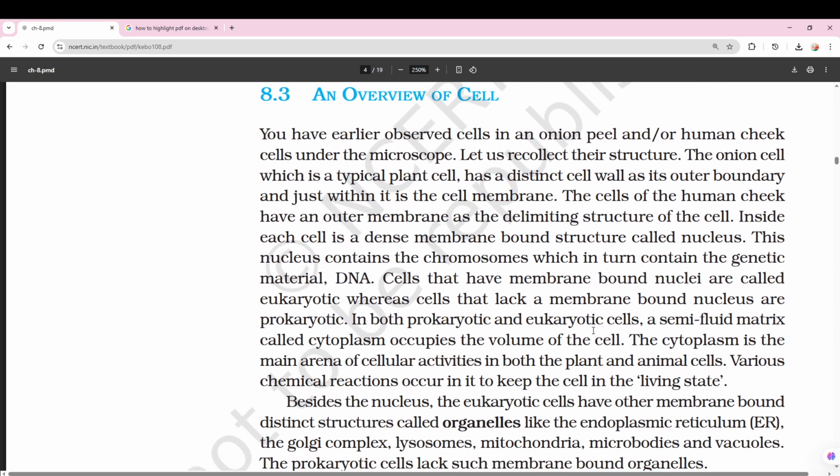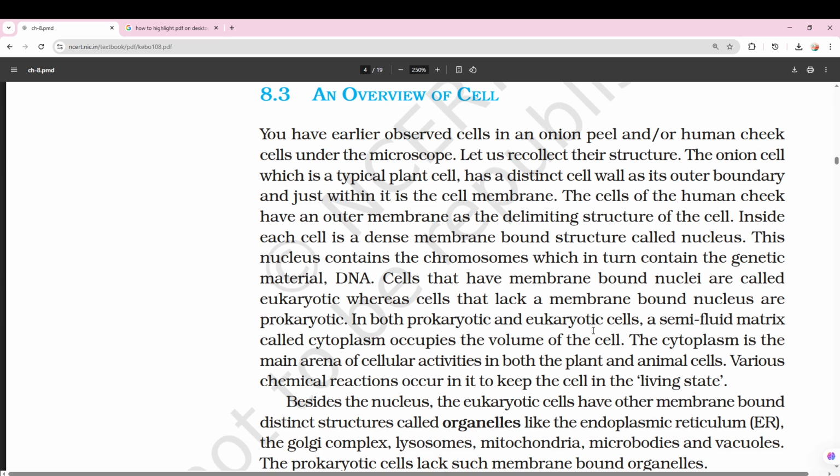An overview of the cell. You have earlier observed cells in an onion peel or human cheek cells under the microscope. Let us recollect their structure. The onion cell, which is a typical plant cell, has a distinct cell wall as its outer boundary, and just within it is the cell membrane.